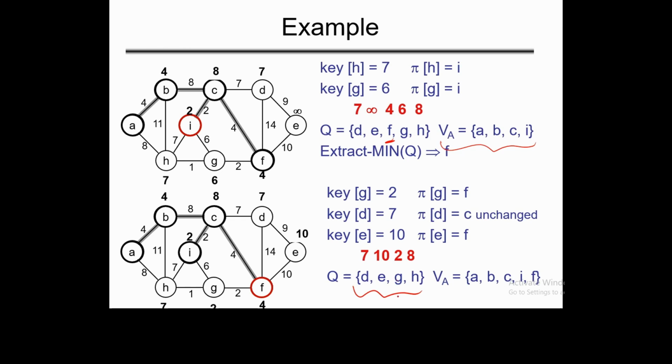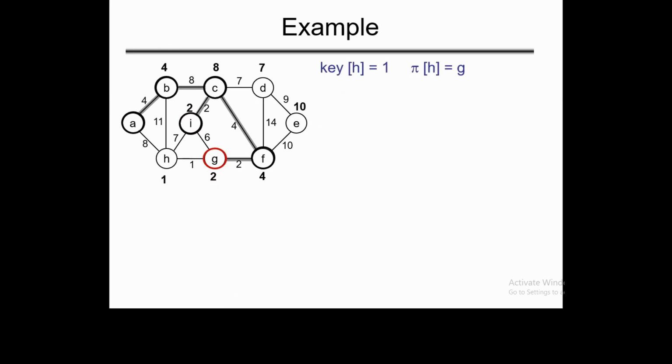Now from here, the next minimum key value node is G. It will be extracted from the queue and processed. We are processing G. So G is this, and of G's neighbor nodes, we cannot process I and we cannot process F. Only one node is left, this H. Its key is 7, and the key it can get from G is 1, so it will be modified and its parent will become G. Here there will be only one modification, only 1.